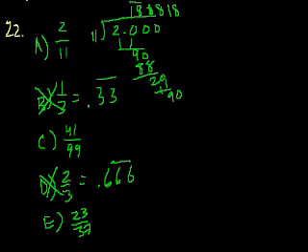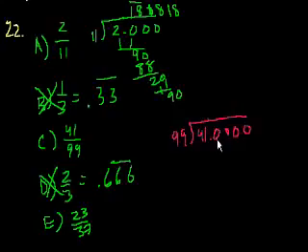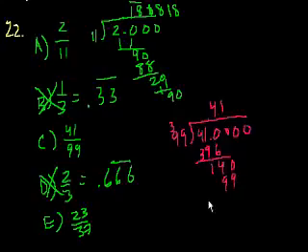41 over 99. Let me do it in a different color just so I don't get too messy. 99 goes into 41.0000. So 99 goes into 410 4 times. 4 times 99 is what? 396. 4 times 9 is 36. Yeah, 396. This is equal to 140. 99 goes into 140 1 time. 1 times 99 is 99. This becomes 41. Already starting to repeat, right? 99 goes into 410, just like that. So it's going to be 0.41 repeating over and over again because we got the same number again.